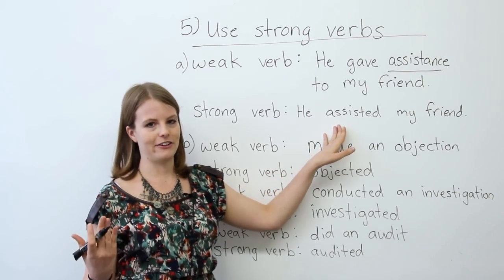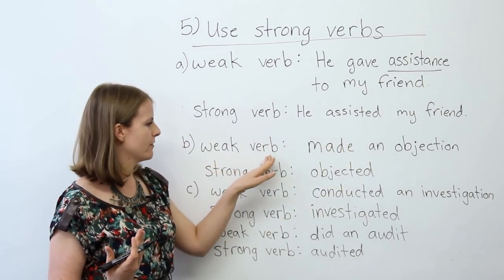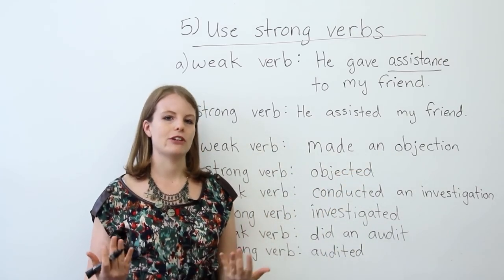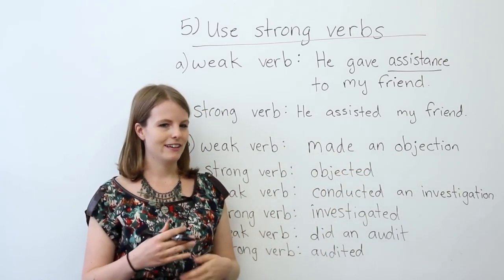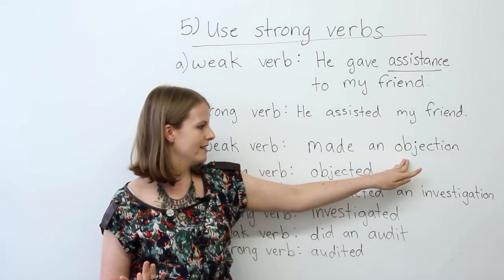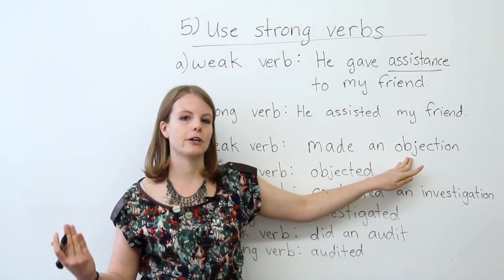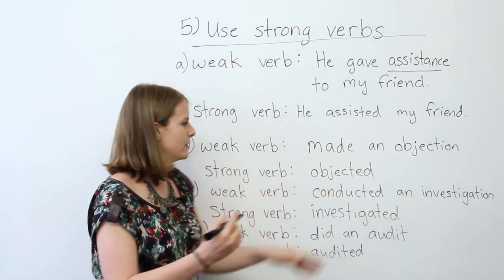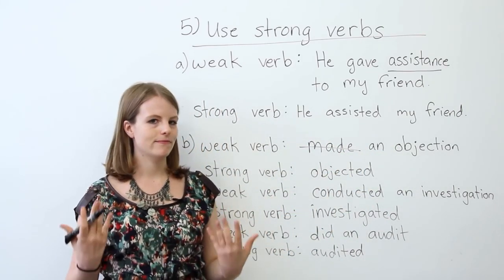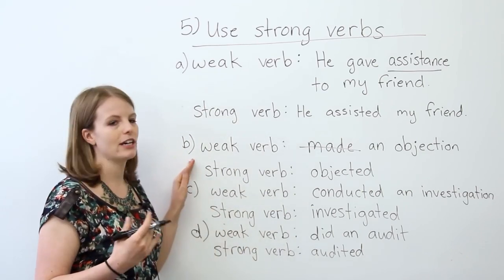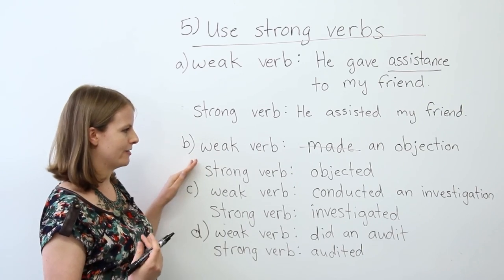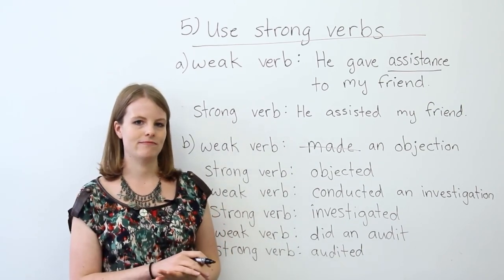Let's look at another example. So here I have a weak verb. He made an objection. Okay? So again, we have a verb and then a noun, objection. But objection can be its own verb. So to make it stronger, we get rid of made and we turn objection into its verbal form, objected. He objected. So he objected is better than he made an objection.